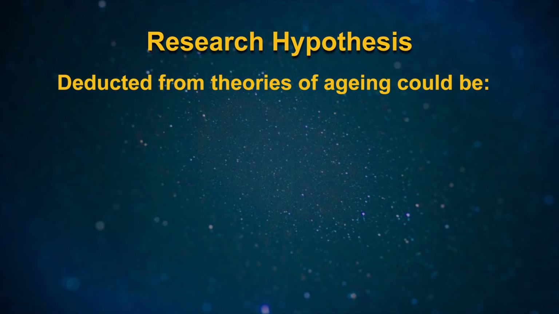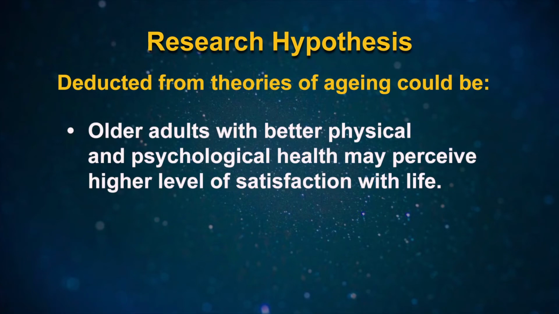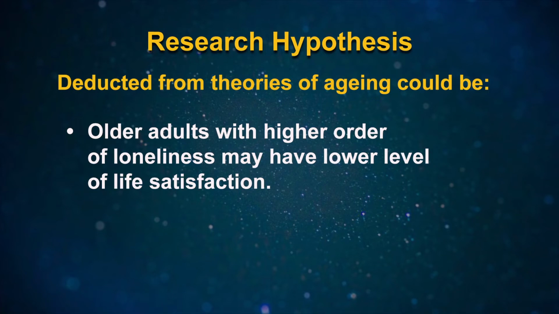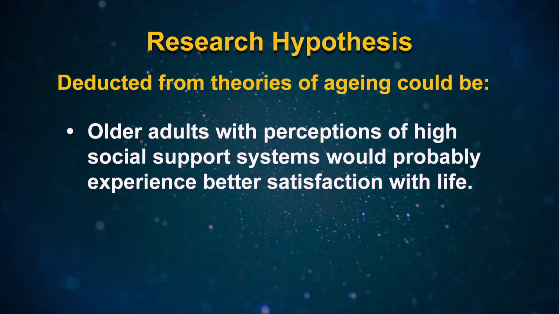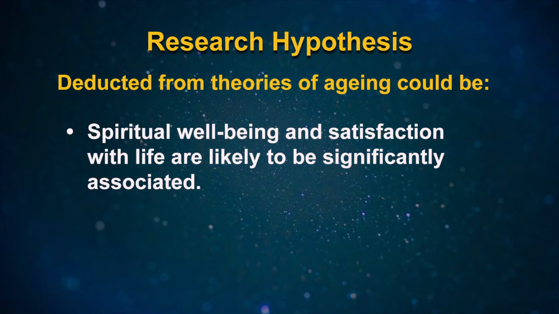Research hypotheses deduced from theories of aging could be: First, older adults with better physical and psychological health may perceive higher levels of satisfaction with life. Secondly, older adults with higher order of loneliness may have lower level of life satisfaction. Third, older adults with perceptions of high social support systems would probably experience better satisfaction with life. Fourth, spiritual well-being and satisfaction with life are likely to be significantly associated.